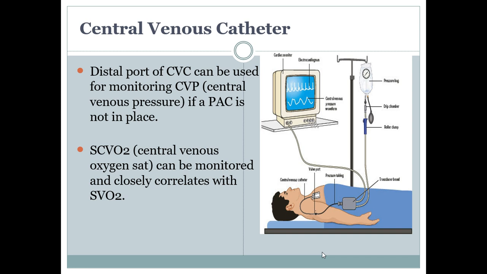So our ScvO2, central venous oxygen saturation, can also be monitored and closely correlates with our SvO2. It provides information primarily on oxygen extraction in the brain and upper body. So remember, our SvO2 is a reflection of oxygen consumption at the tissue level.